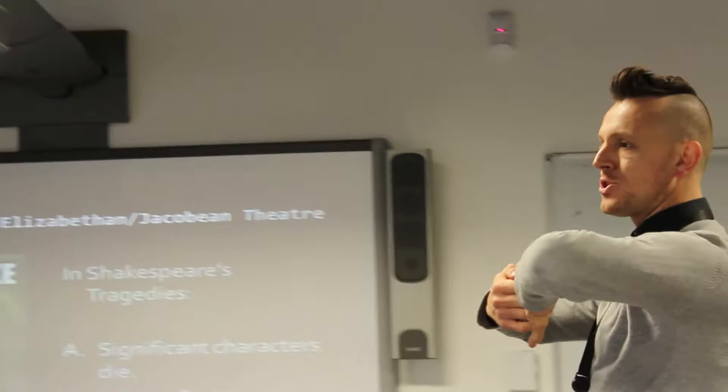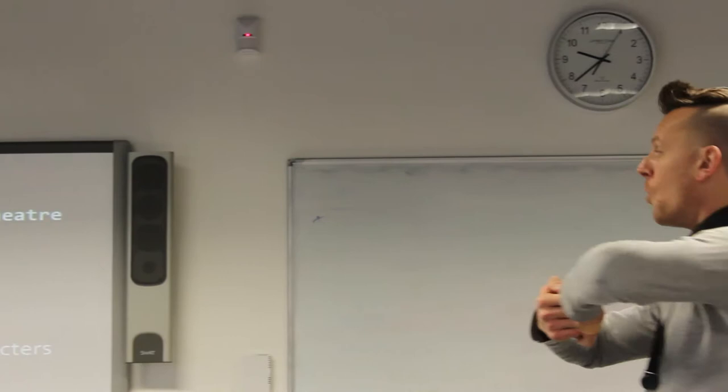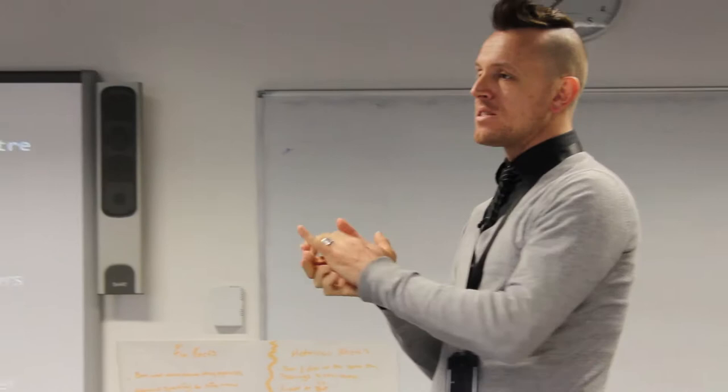Whoa, that was too quick. In Shakespeare's tragedy plays, significant characters die is answer A. All significant characters die is answer B. Answer C is the central character, the protagonist, dies. The answer is A.